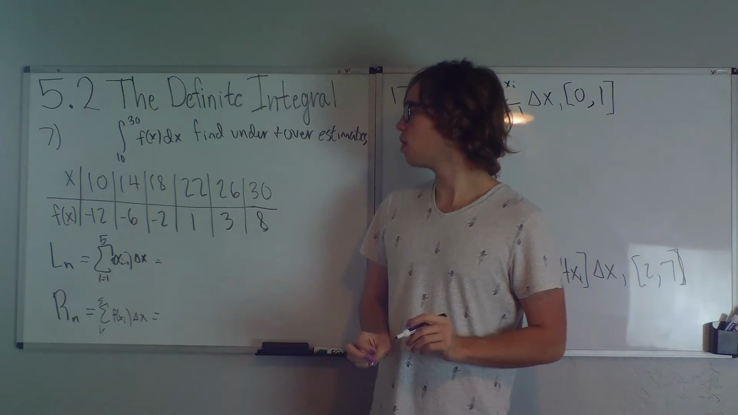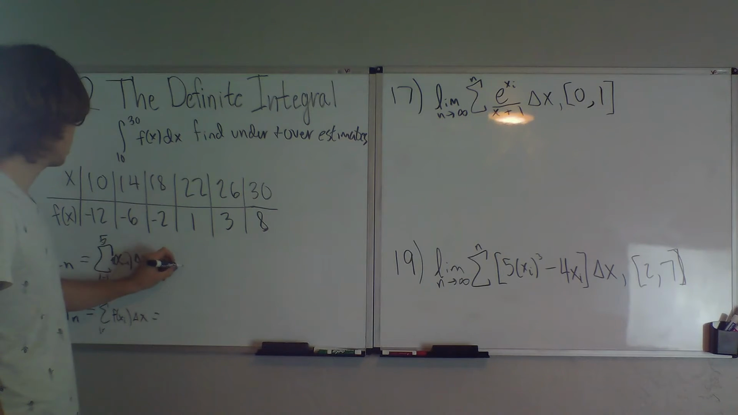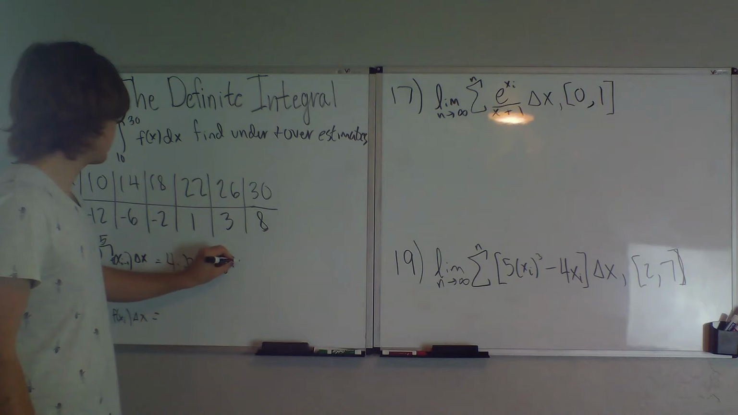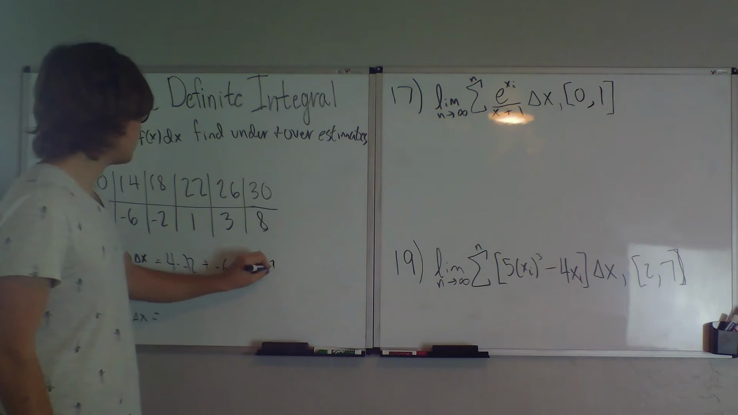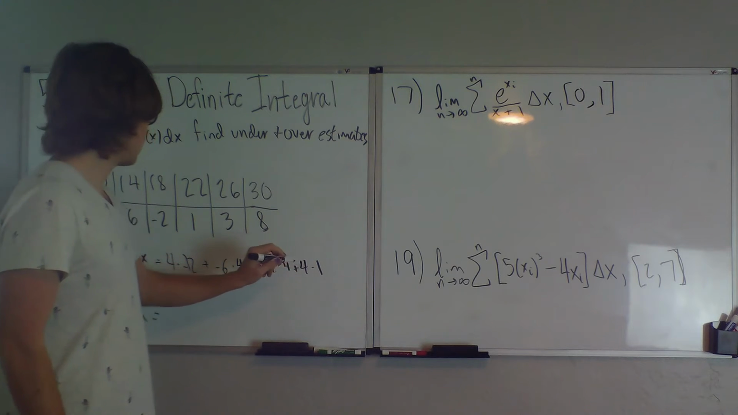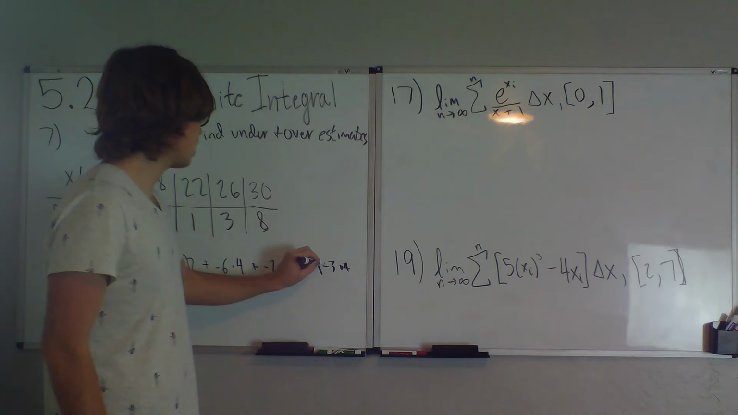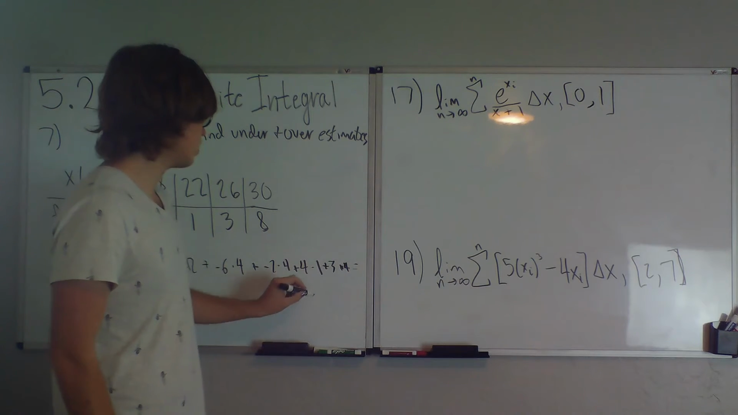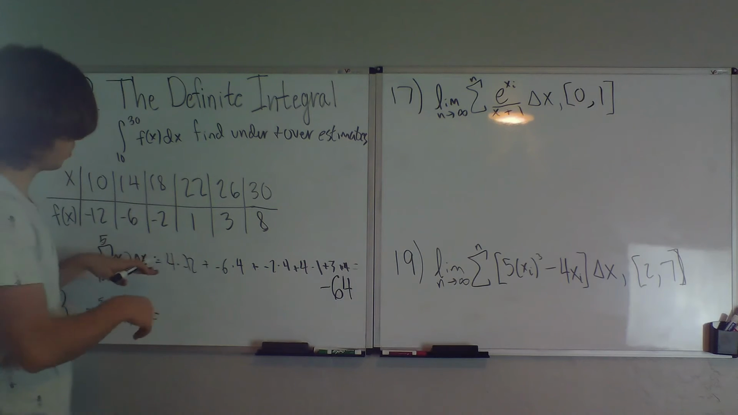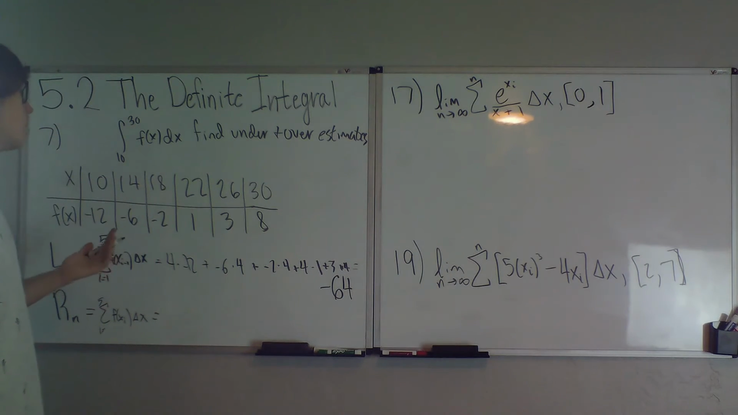And now we do 4 times negative 12 plus negative 6 times 4 plus negative 2 times 4 plus 4 times 1 plus 3 times 4. Okay? And what is that equal to? This is equal to negative 64. You guys can do the math. I don't feel like going through simple algebra, or addition even.